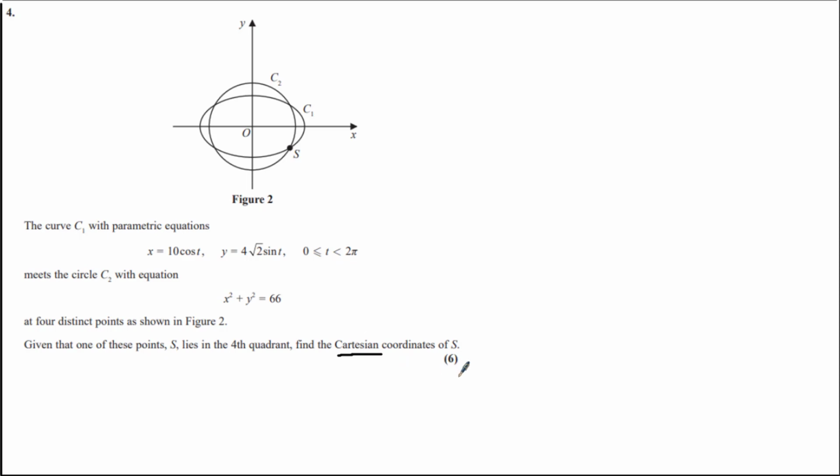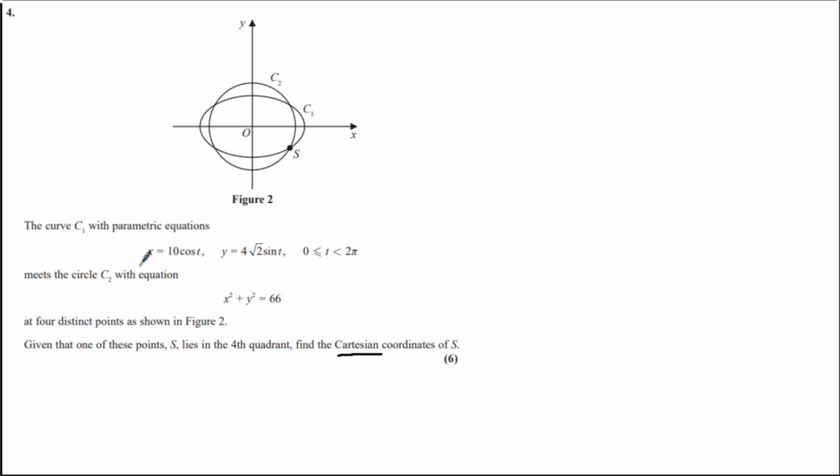Now this is a 6-mark question, but we're not going to panic. We need to find the xy coordinates of this point S, and it happens to be where the 2 curves C1 and C2 intersect. There are many ways of doing this, but the way I like to do this is by working specifically with Cartesian equations. We see that we've been given C2 in Cartesian form: x squared plus y squared is equal to 66. All that means is that there are 2 variables in the equation.